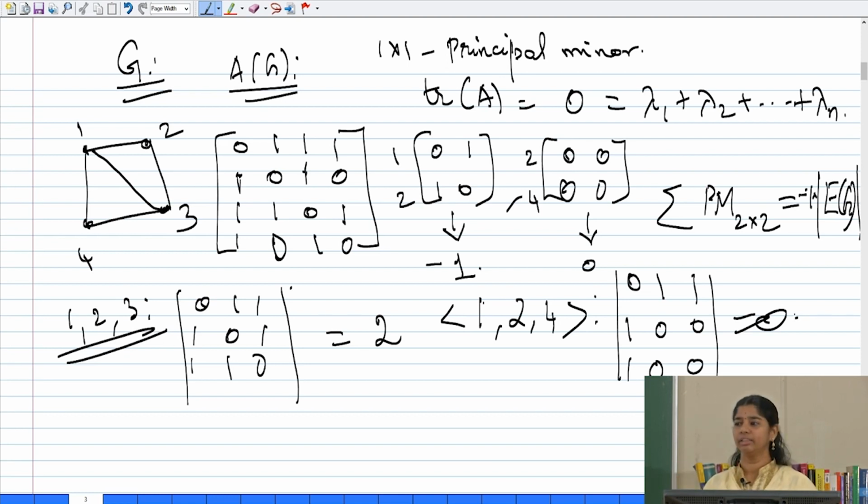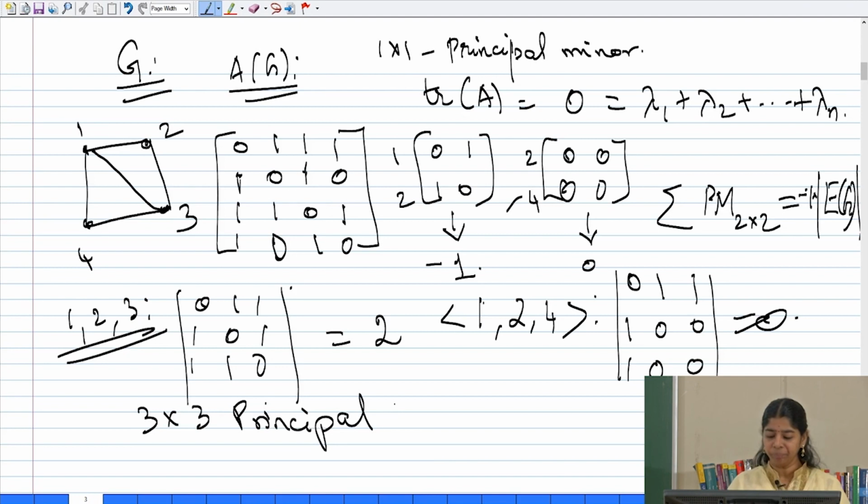It is whether the cycle is adjacent or connected. In these 3 by 3 submatrices, we will be counting all possible triangles in the graph. Every principal submatrix gives me a principal minor, and it is non-zero if I have a triangle formed by those vertices. So the sum of all these 3 by 3 principal minors, since the determinant is 2, would be nothing but twice the number of triangles.